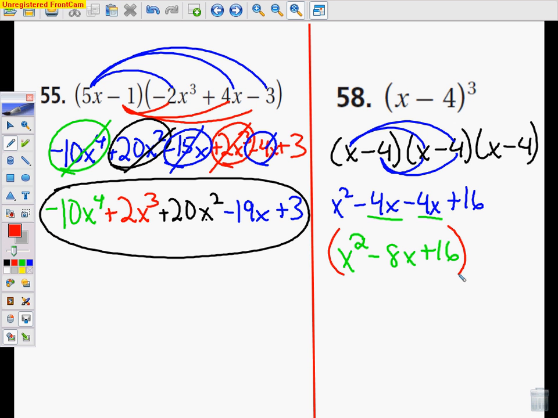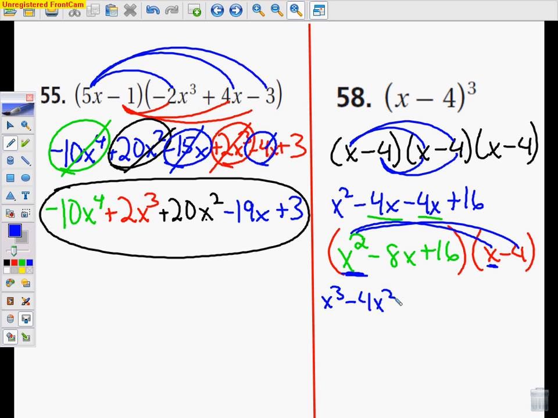All right, and then we're just going to take this remaining one and drop it down. We're going to bring down that next x minus 4, and we're going to do the same thing that we did in problem number 55. We're going to distribute. This x squared goes to both of them. So x squared times x, that will give you x to the third. x squared times negative 4, that's negative 4x squared.